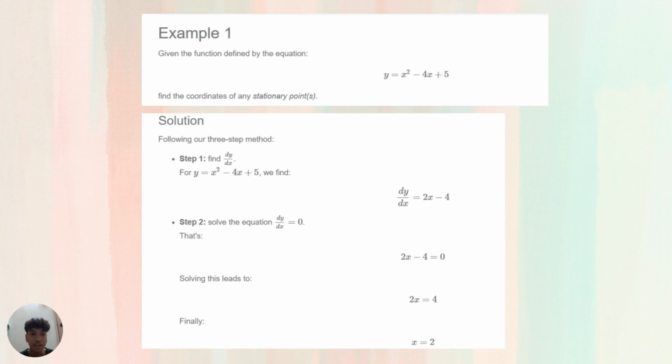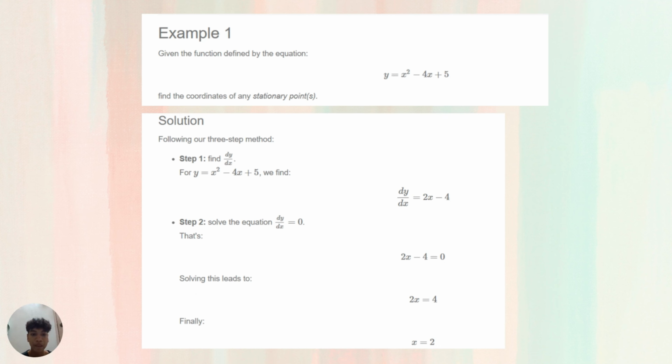Example 1. Given the function defined by the equation y equals x squared minus 4x plus 5. Find the coordinates of any stationary points. First step, find dy/dx. We need to move the power of the x to the front of the x. Then we keep anything related to x and remove anything unrelated to the x.